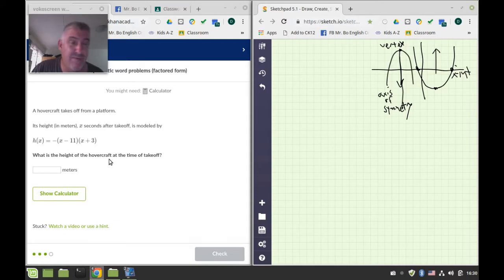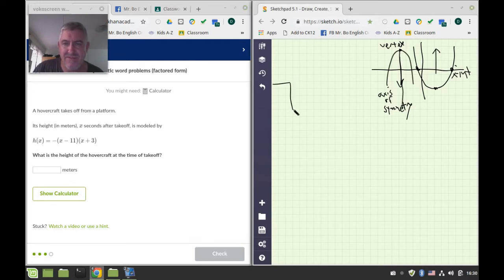Hovercraft, for my Thai students, is something a little bit like a helicopter or an airplane. It flies in the air, but it flies very, very close to the ground. It doesn't fly very high. Height means how high, right? So we have x, and x is seconds, and we have h of x, which tells us the height.